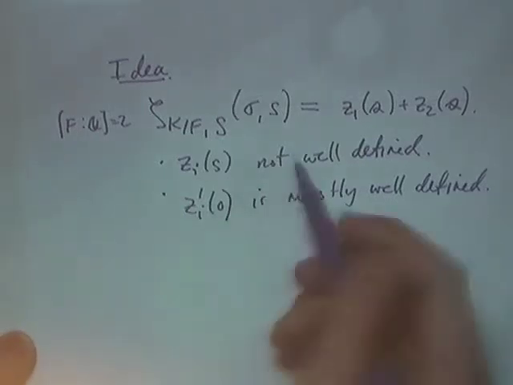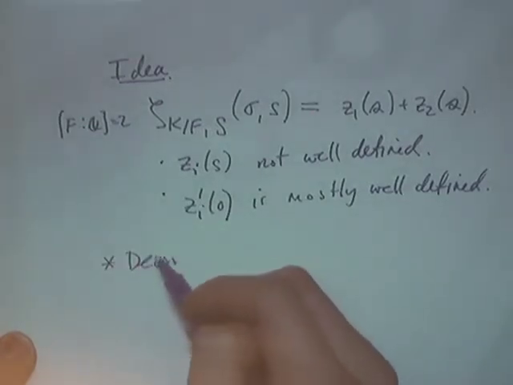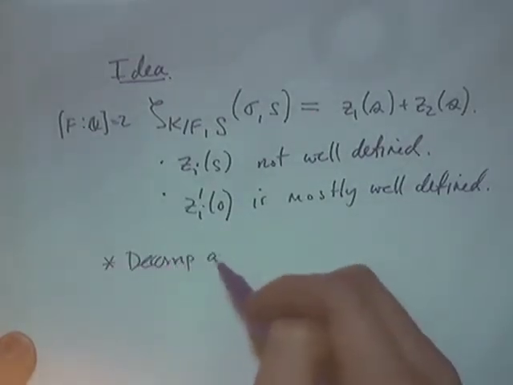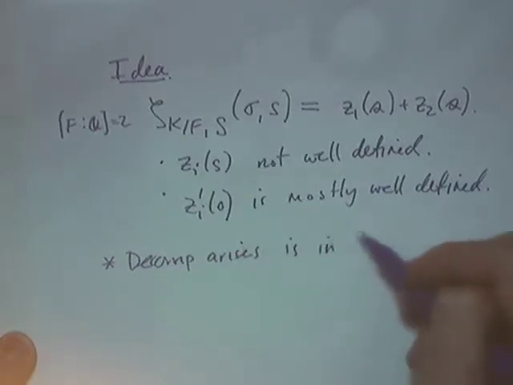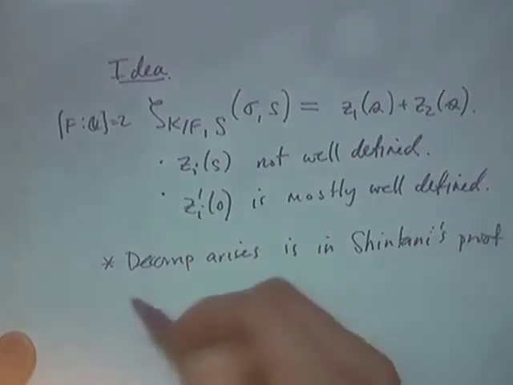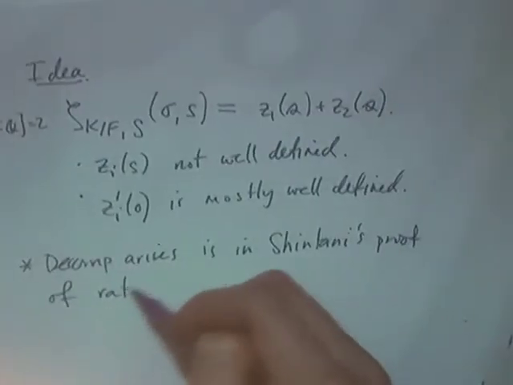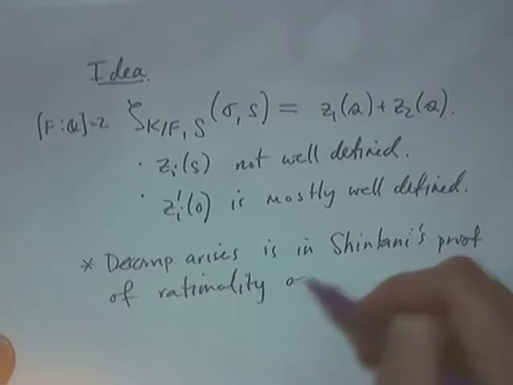And the first place where such a decomposition arises is in Shintani's proof of the rationality of zeta values of totally real fields.